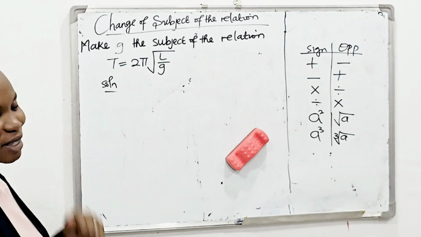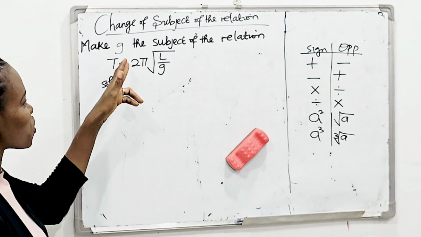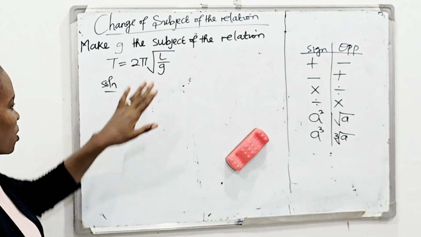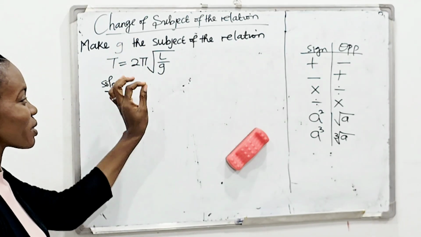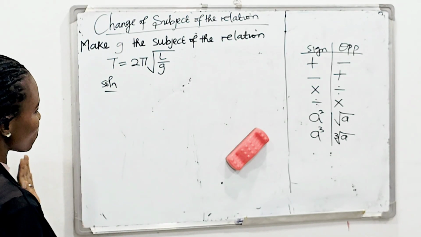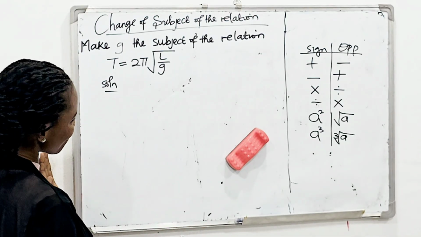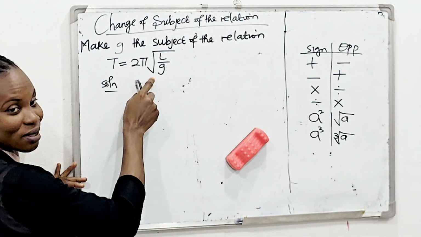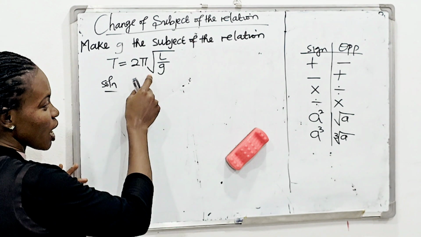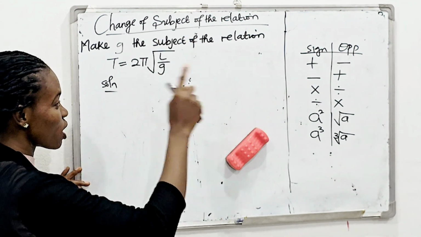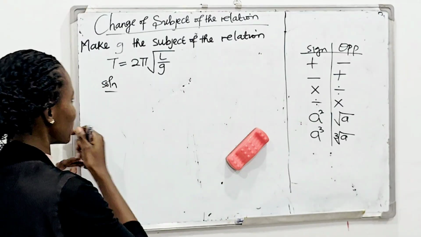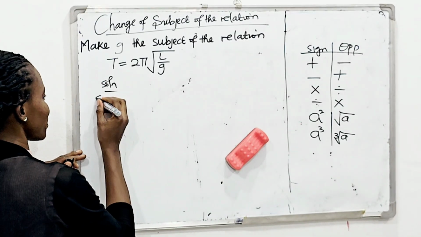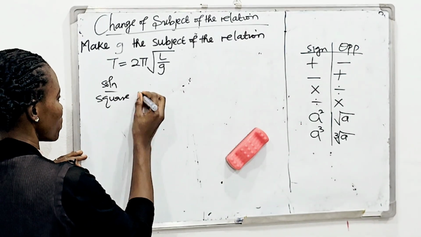Alright, so let's look at this question. Make g the subject of the relation. So in this formula, in this equation, I want g to stand alone. So we start. The first thing I'm seeing here is this square root, and we need to remove it. How do we remove it? We use the opposite. The opposite is you square it. So I'll square both sides.